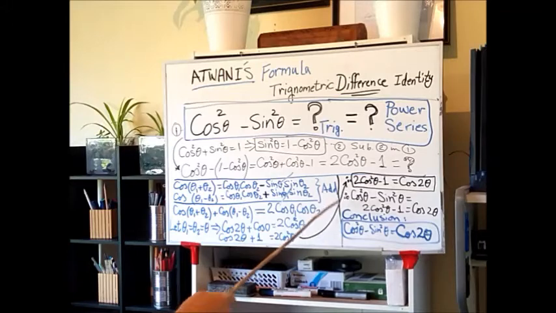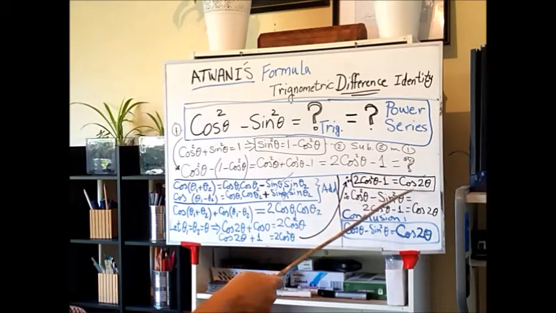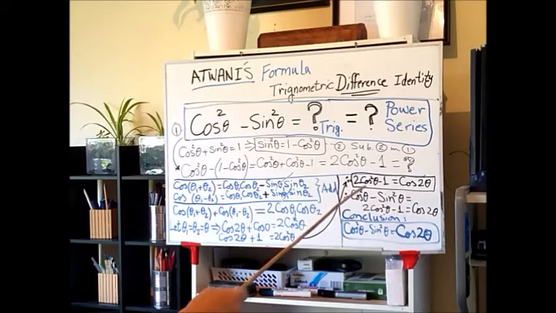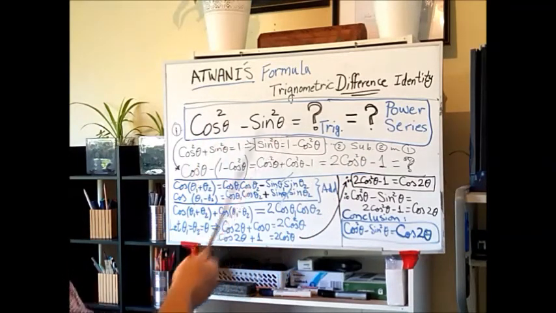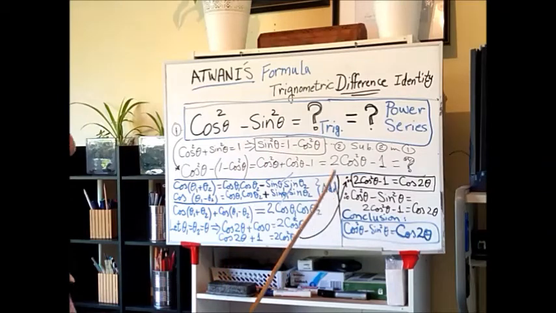Now, we continue here. If we move 1 to this side, it becomes 2 cosine square theta minus 1 equals cos 2 theta. So cos 2 theta, you bring the 1 to this side, you get 2 cosine square theta minus 1. But this is what we got before. So this is what we wanted to simplify, for Atwani's difference formula. This is what was found.